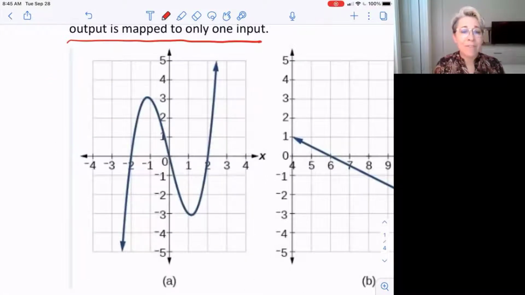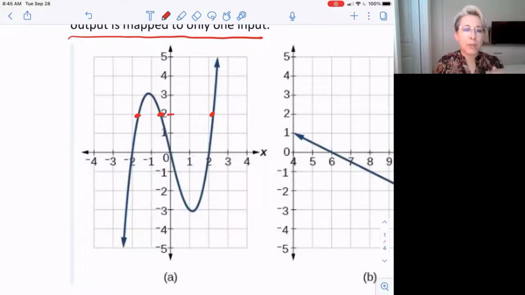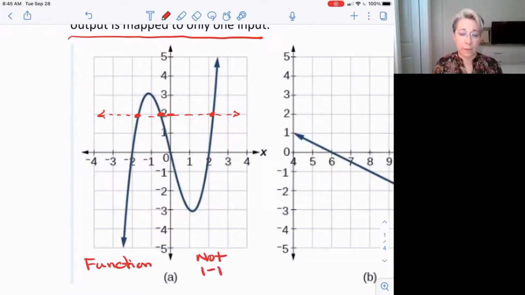This first graph is definitely a function. Every x value is mapped to only one y value. But if I picked a y value, say like 2, notice it has 3 different x values mapped to that one y value. So if we were to pass a horizontal line through that graph, it would hit the graph at more than one point. So this guy is a function, but not one-to-one.